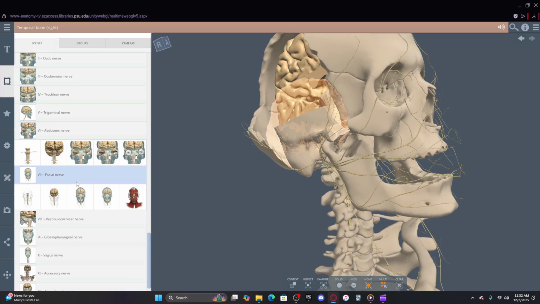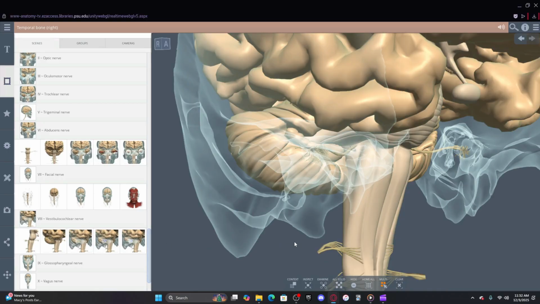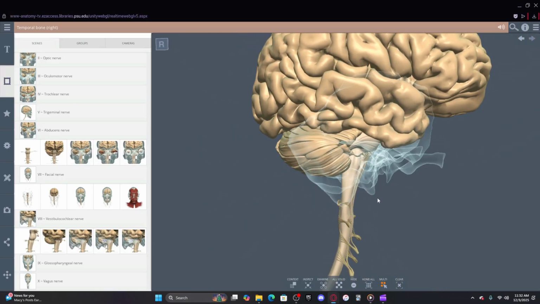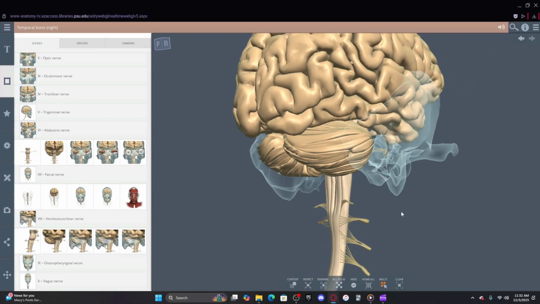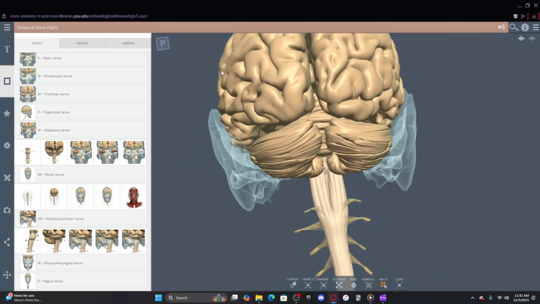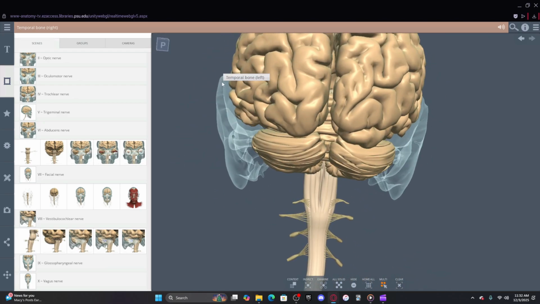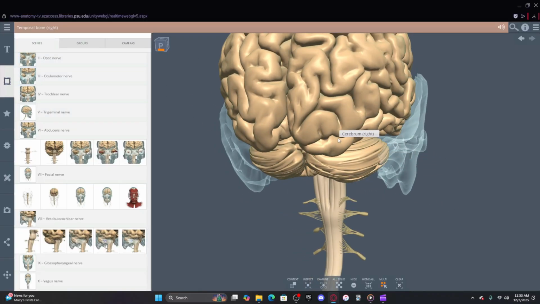Now we're going to look at cranial nerve number 8, vestibulocochlear. It's a lot easier to follow cranial nerve number 8 because it's doing the same thing as cranial nerve number 7, but it's stopping inside of the internal acoustic foramen or meatus because it has to innervate the structures for hearing. So not muscles, structures for hearing.